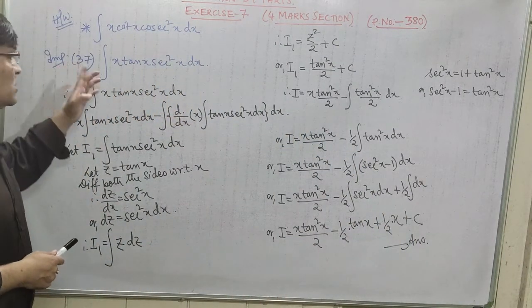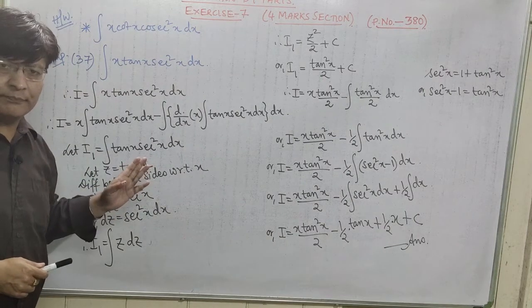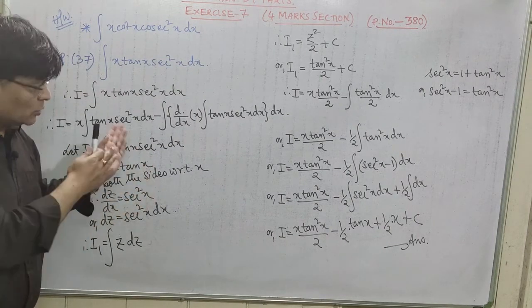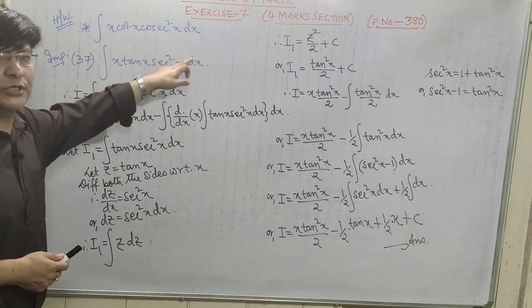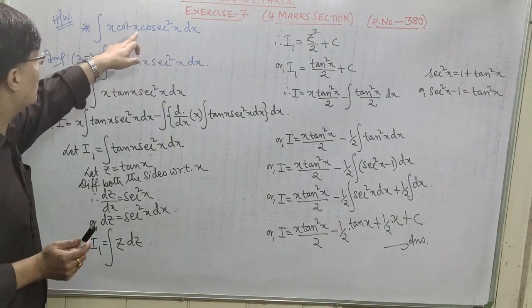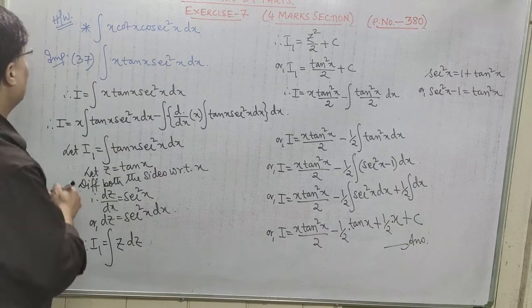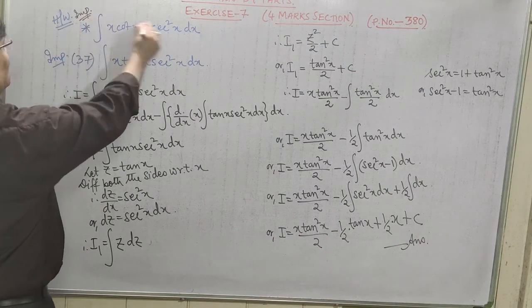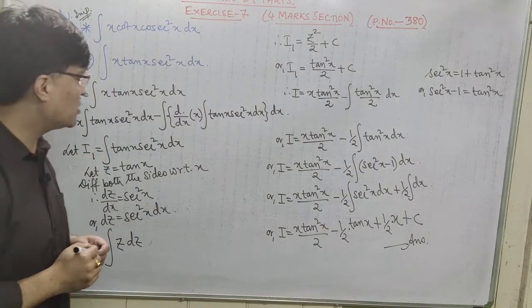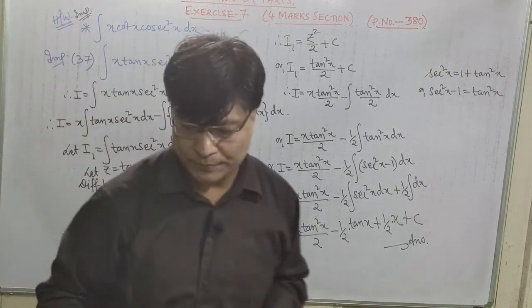So this question number 37 is a very important problem. You can revise it at home. So you can copy it. This question with the asterisk mark is your homework. This is also very important. Okay, this question is also very important. So this is your homework. Now let's do the next question.